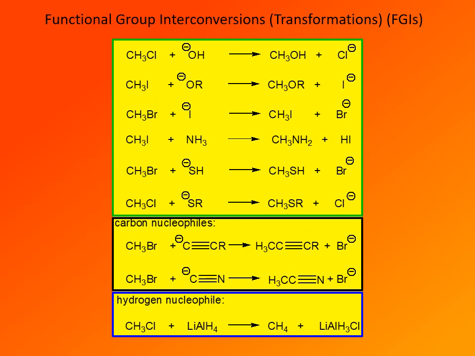SN2 reactions have a lot of application in organic synthesis, in synthesis of organic compounds, conversion of one compound into the other. SN2 reactions are very important because they are one of the most important methods to accomplish functional group interconversions, or so-called functional group transformations. We abbreviate that as FGIs. So conversion of one functional group into the other.